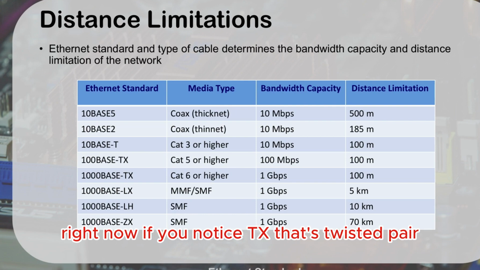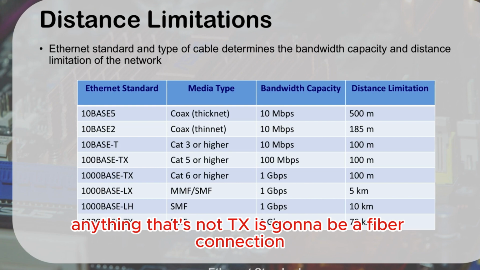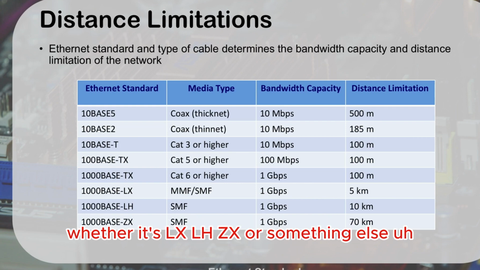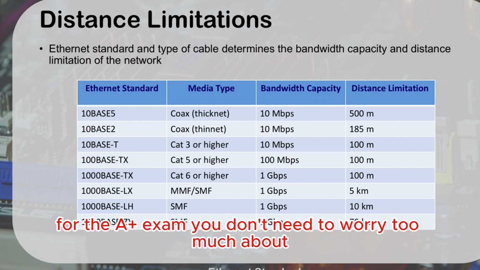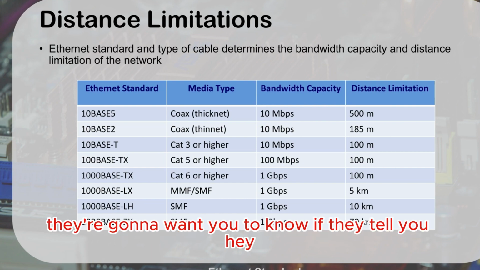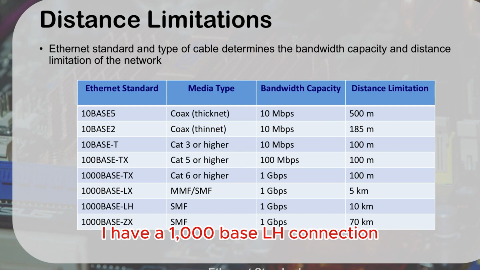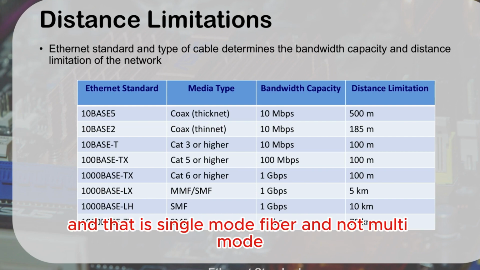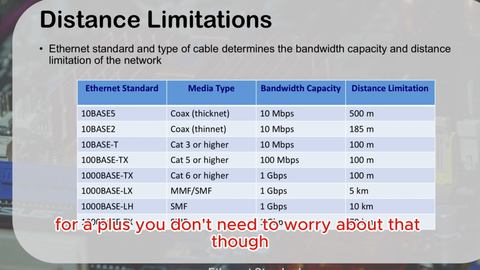Now, if you notice TX, that's twisted pair. Anything that's not TX is going to be a fiber connection, whether it's LX, LH, ZX, or something else. For the A+ exam, you don't need to worry too much about the designations for fiber connections. If you go on to Network Plus, they're going to want you to know, if they tell you, hey, I have a 1000 base LH connection, that it's fiber and that it's single mode fiber and not multi-mode. For A+, you don't need to worry about that though.